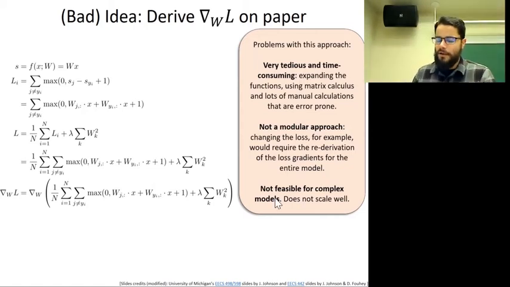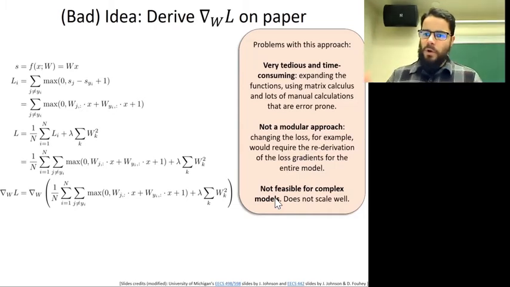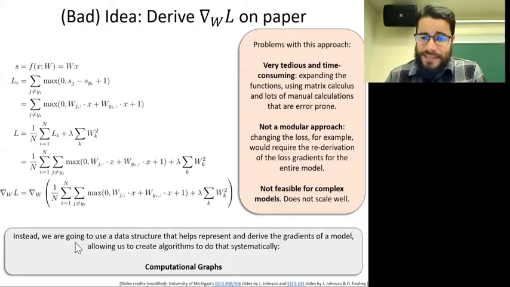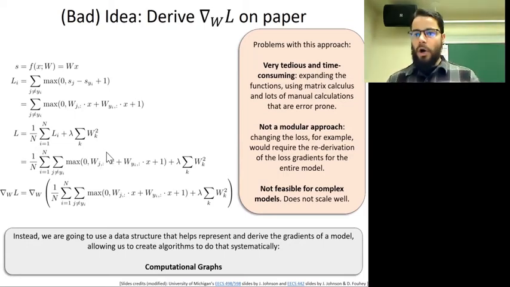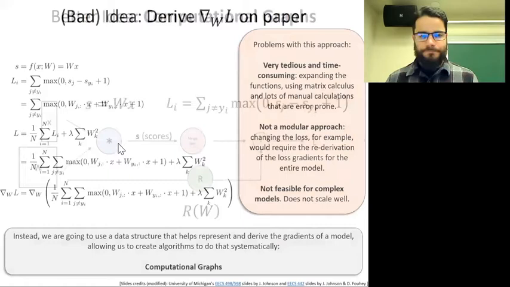As I said, if you have a fairly complex model, it just becomes impractical for a person to go there and manually calculate the gradients. So we need another way to do that. Instead of doing that, we are going to use a data structure that helps represent and derive the gradients of a model, allowing us to create algorithms that do that systematically. So this data structure that we're going to use is called computational graphs, okay?